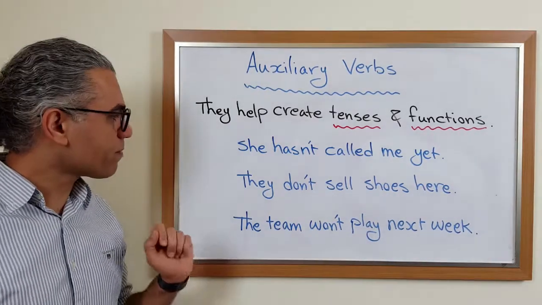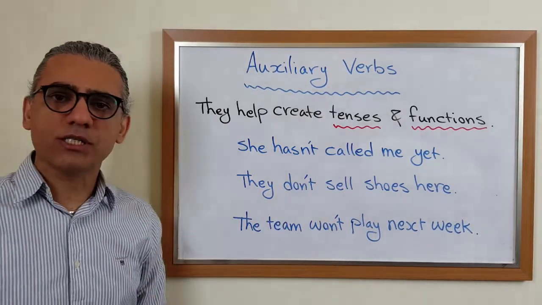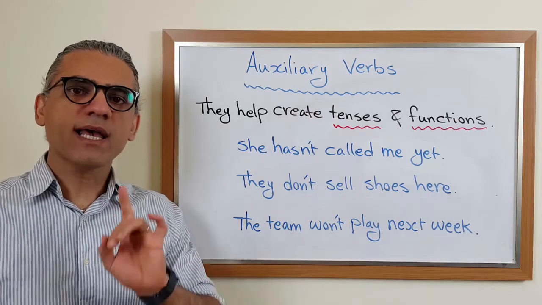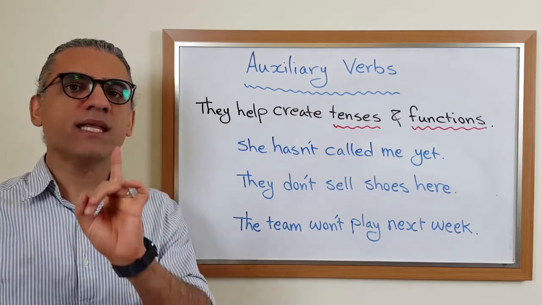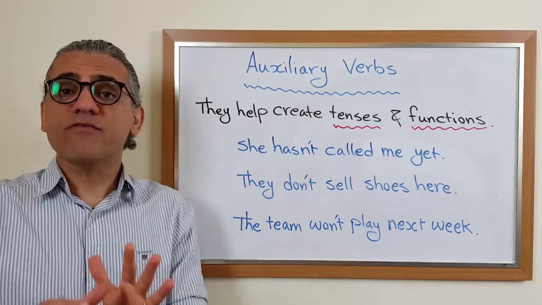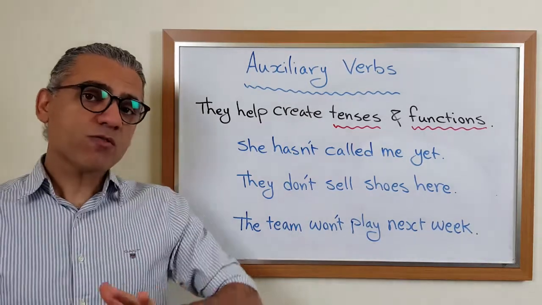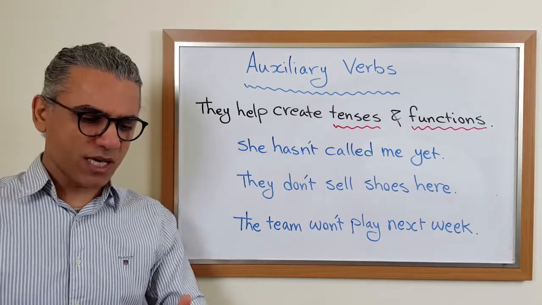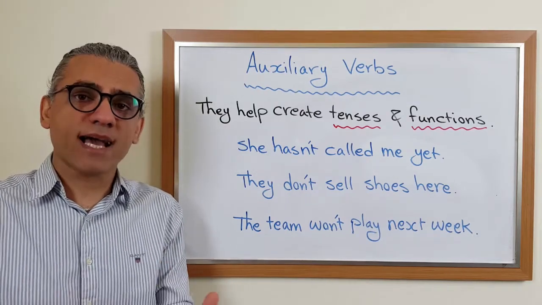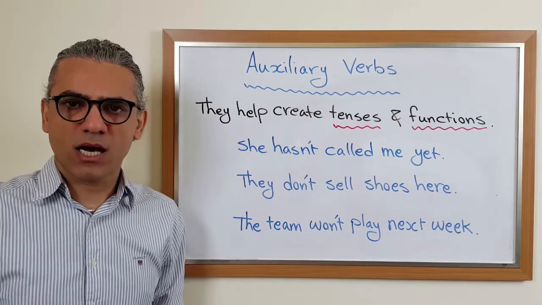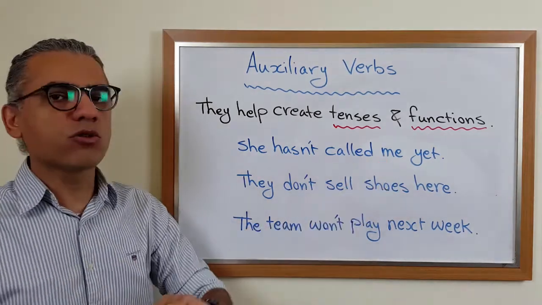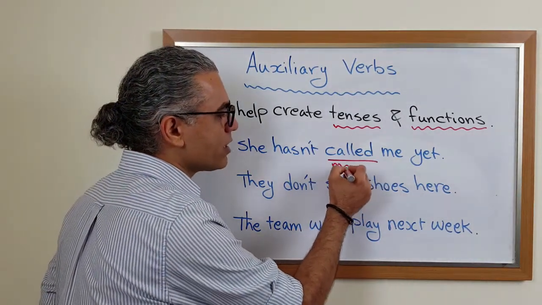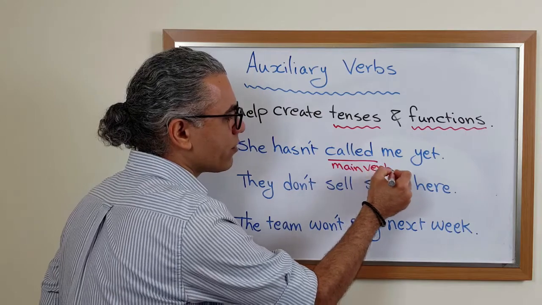Look at these examples. She hasn't called me yet. Look, in every sentence in English, we have only one main verb, but we could have several verbs. So first, we need to find the main verb in each sentence. The main verb is the verb that involves the main action or the main state of the sentence. She hasn't called me yet. The main action in this sentence is call. So this is our main verb.